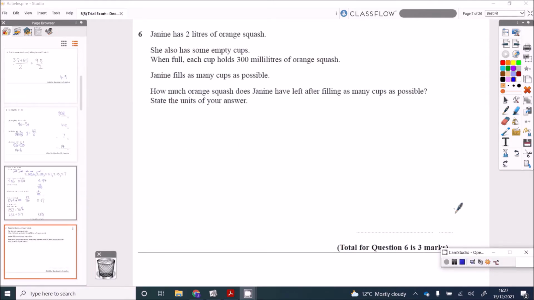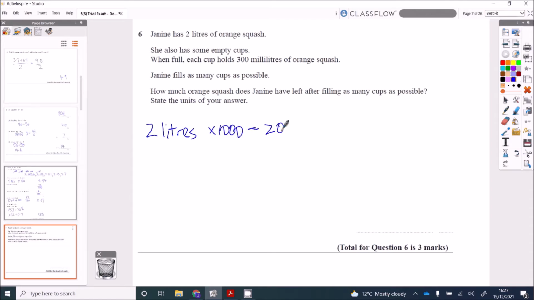Question 6. Now, Janine has 2 litres of orange squash. Now, later on in the question, we're talking about millilitres. So it would be useful to be working in millilitres all the way through. So 2 litres, convert that into millilitres. We multiply that by 1,000. So we get 2,000 millilitres.